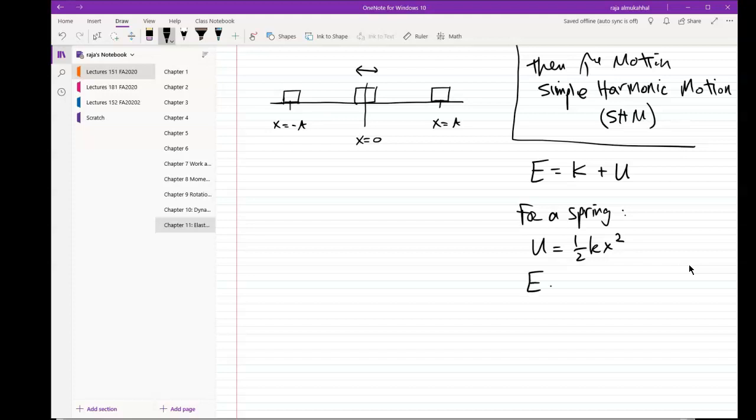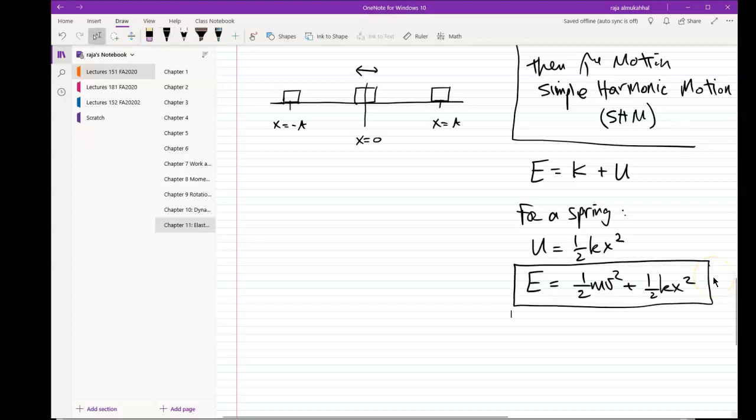So the total energy in this case would be kinetic plus potential. Let me just write it down. Where the kinetic is 1/2 mv squared plus the potential 1/2 kx squared, right? That's the equation that we will be dealing with as far as a spring mass system is concerned. Got it? So the kinetic basically gives you how much motion energy there is in the oscillating mass, and then you have the potential energy.